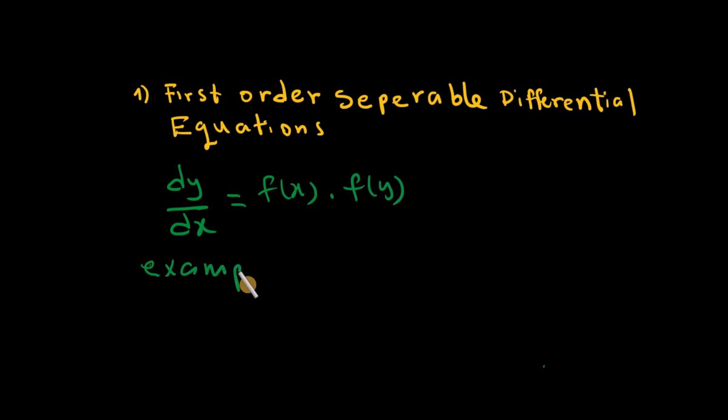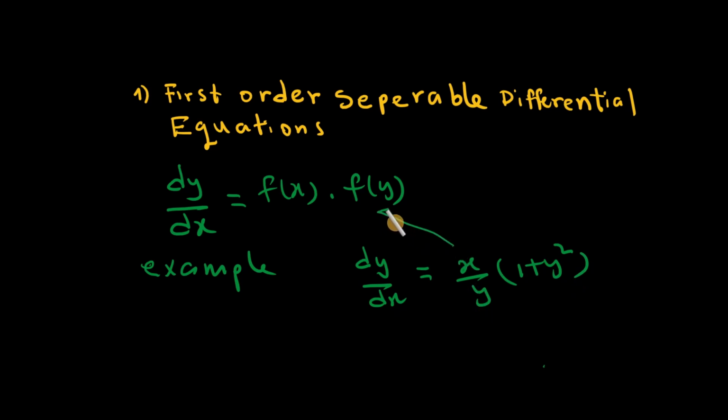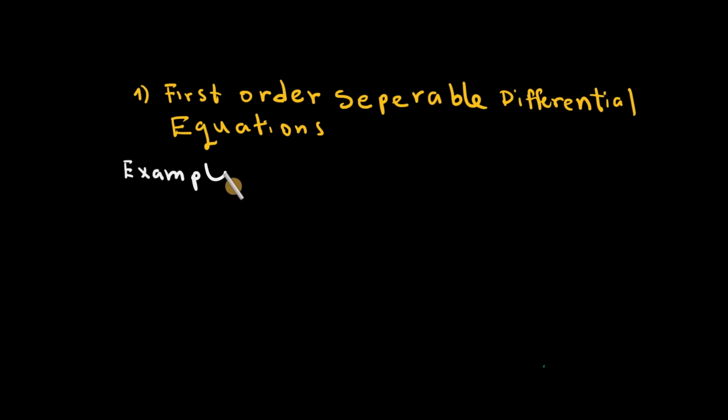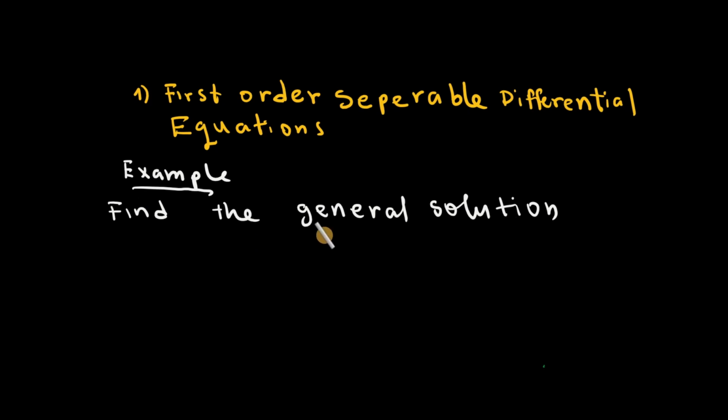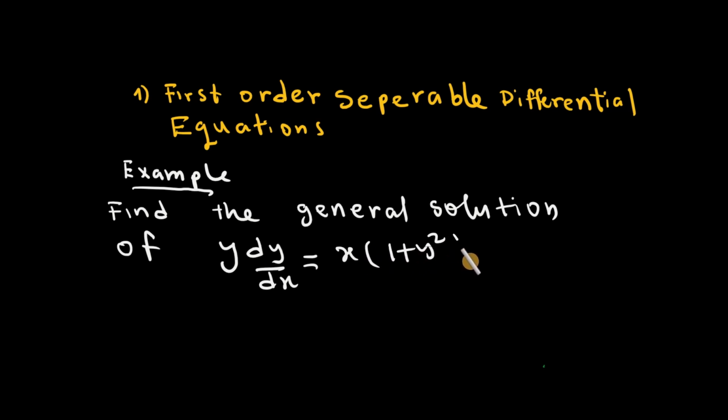For example, we have equations like dy/dx = x over y into 1 plus y squared. You see, this equation can be separated in this form. You see, it's first order because the highest derivative here is 1, which is this one. Example: find the general solution of the differential equation y dy/dx = x(1 + y squared). This is a first order differential equation since the highest derivative is 1. That's to find the general solution of this differential equation.